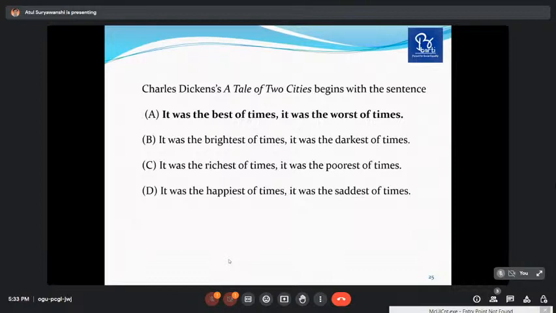A point should be noted here that most of the time, the beginning of the novel or the ending of the novel is asked. They want to check whether we have studied the novel in detail or not. They expect detailed reading and study from us.